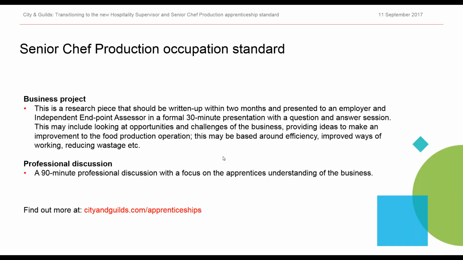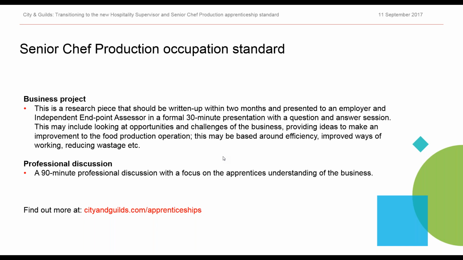The business project allows the apprentice to look at the opportunities and challenges that they may have seen during the apprenticeship. They can present ideas for improvement to the food operation, for example, efficiencies, reducing food cost, wastage, etc. And this must be researched and written up within 2 months and presented to both the employer and the endpoint assessor with a 30-minute presentation followed by a question and answer session.